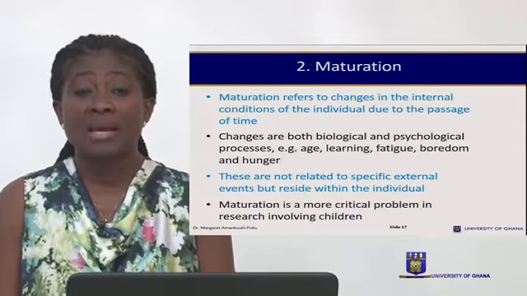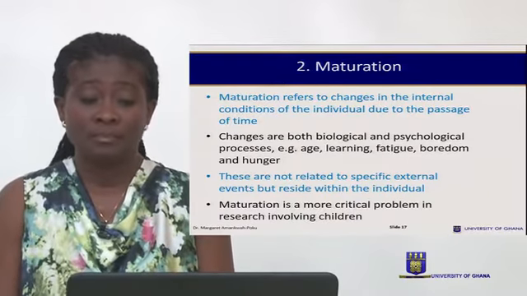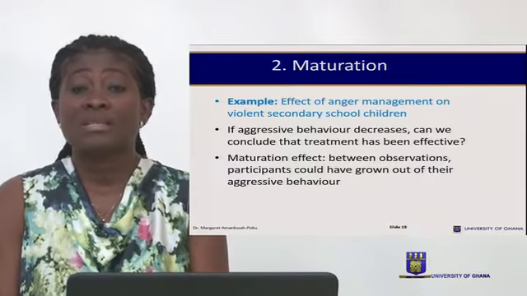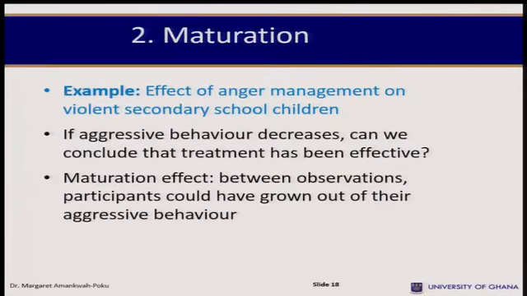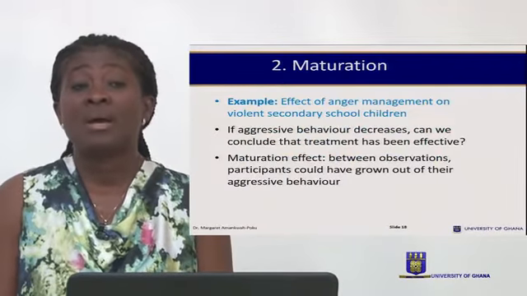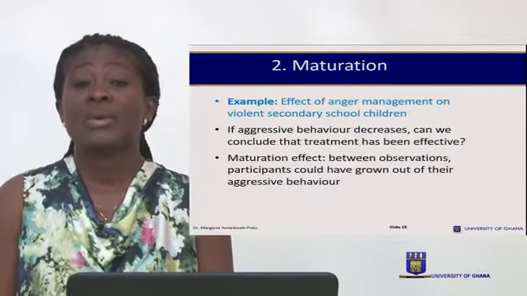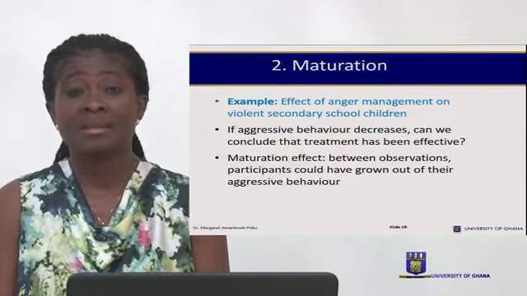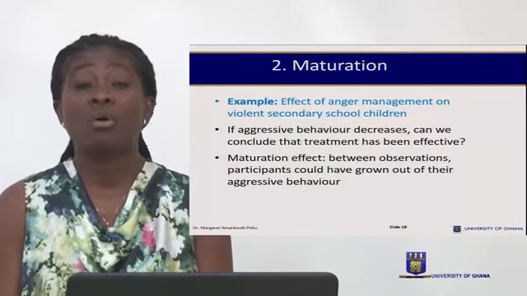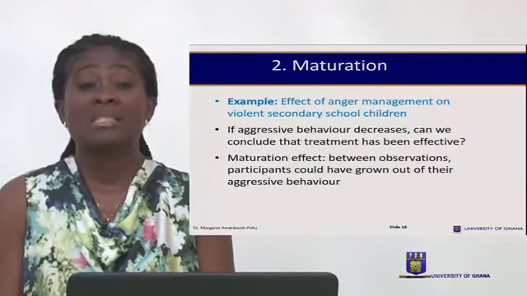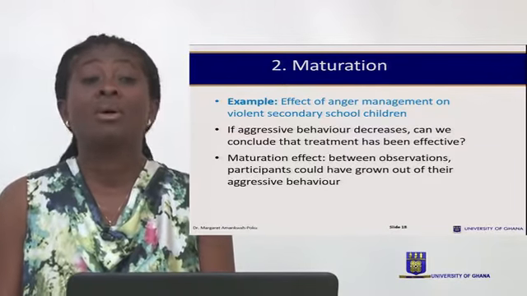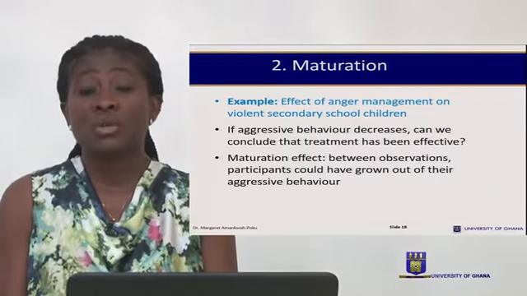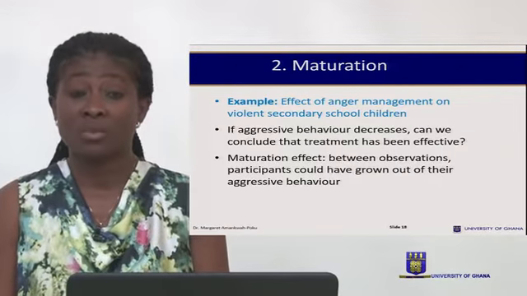So I'll give you a typical example, still using the effect of stress management on the violent behavior of secondary school children. We want to reduce aggressive behavior among these children. Again, there's a pre-test, and then we run anger management, and there's a post-test. We can have maturation affecting the study in the sense that perhaps students will mature over time. Sometimes as teenagers grow and mature, their behaviors will change.